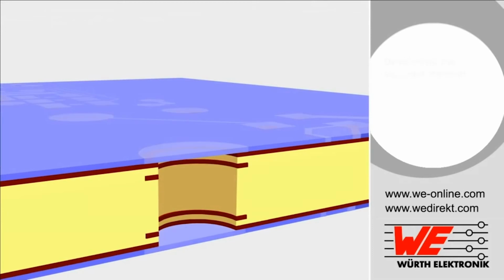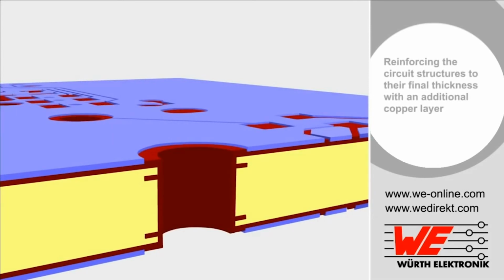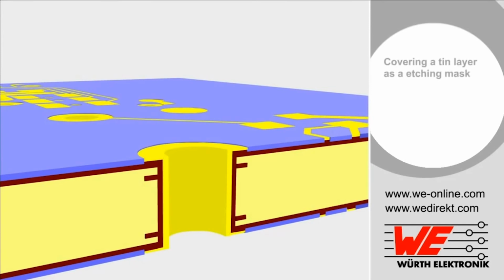In the following step, the unexposed laminate is removed. Then, at the exposed copper areas, the copper coating is plated up and the final copper thickness is attained. A layer of tin is applied to protect this copper layer for the next three processes.